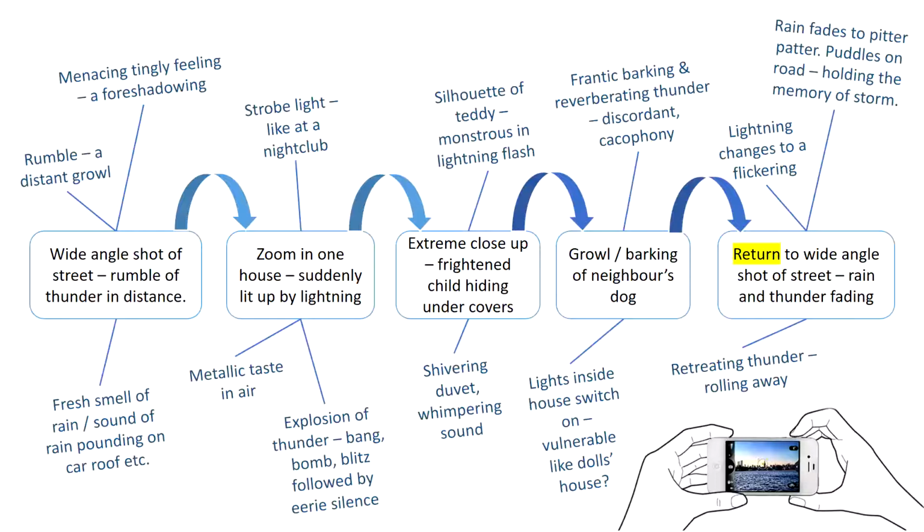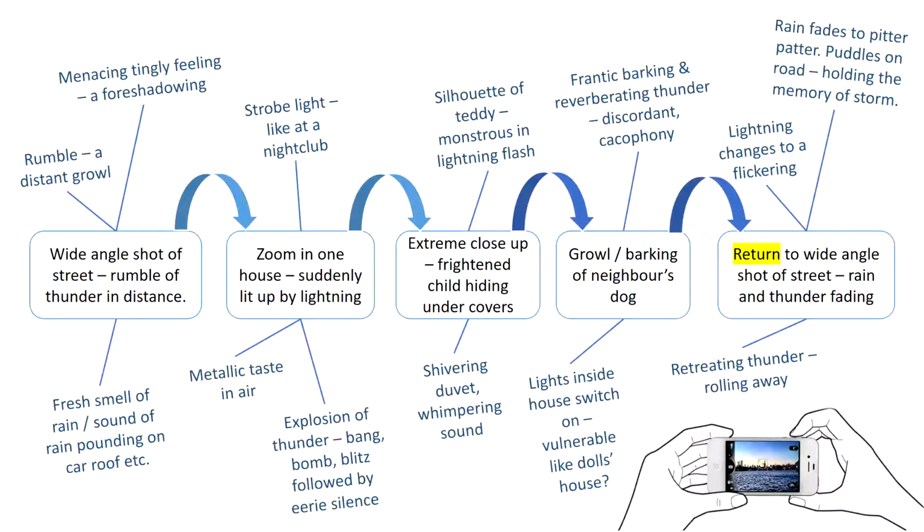Then when I move on to zoom in on the house, in my plan I'm going to remind myself that I could talk about a strobe light, like being at a nightclub, so I can bring in a simile there. I'm thinking I could use taste at this point because I often feel that there's a metallic taste in the air just before or during a thunderstorm. And then obviously sound's an obvious one, an explosion of thunder, a bang, a bomb, a blitz, followed by an eerie silence.